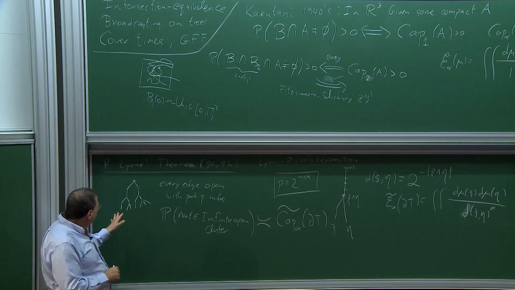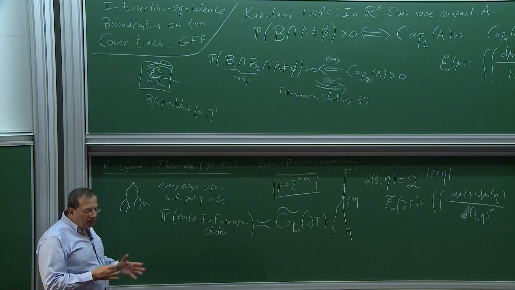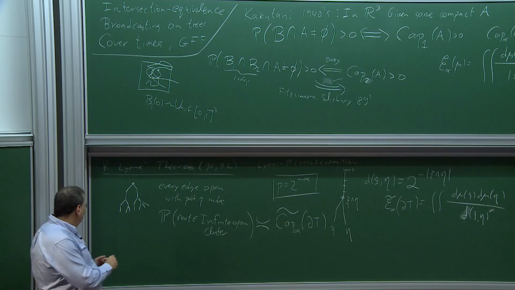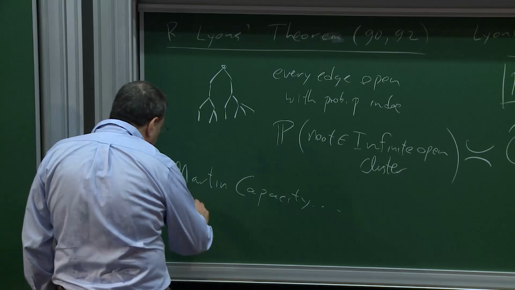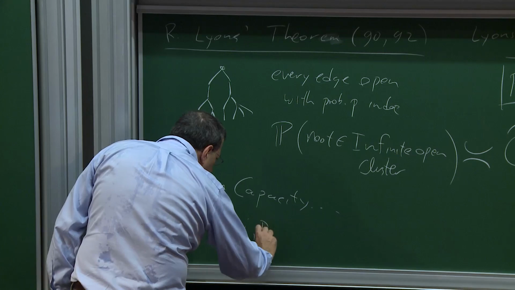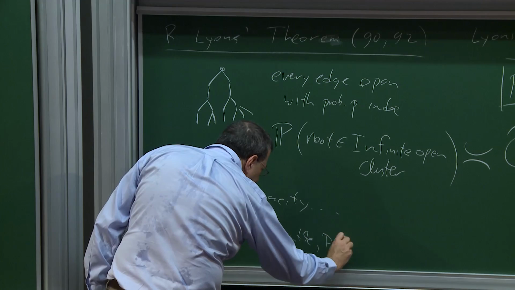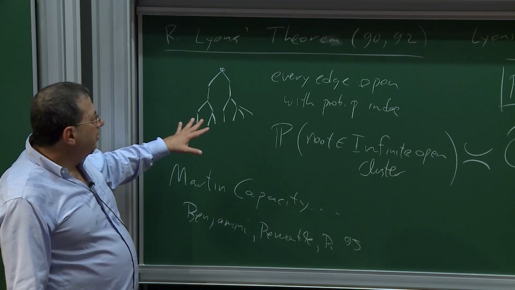In the tree, Russell didn't exactly express his proof like that, but later I want to send you to a different paper called Martin Capacity. It has a longer title, but this is with Beniamini, Pimentel, and myself in 95, also in Annals of Probability, where we explained Lyons' theorem in a way which is close to Kakutani's theorem.